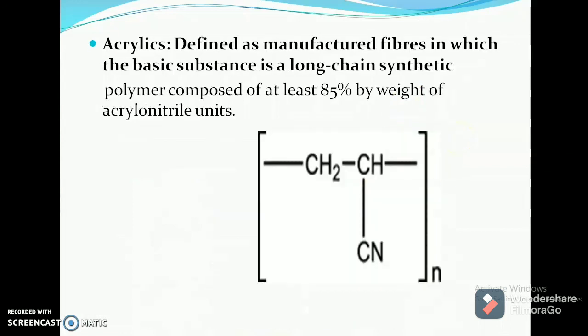Next, acrylic, defined as manufactured fibers in which the basic substance is a long chain synthetic polymer composed of at least 85% by weight of acrylonitrile units. This is the structure of acrylic.